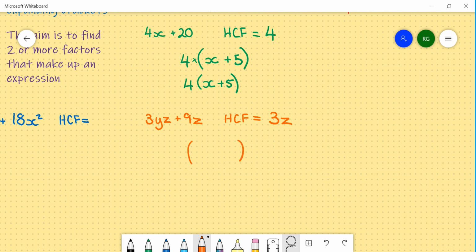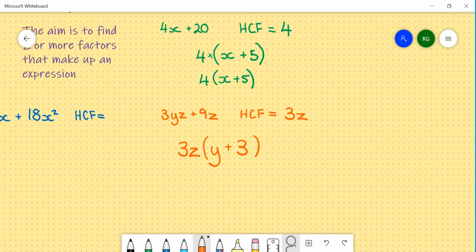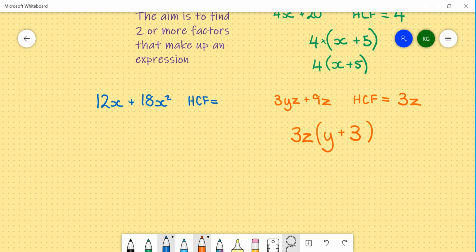I can draw up my set of brackets. I can put my 3z outside of the brackets. Now when I have divided 3yz by 3z, I am left with y, and add that to 3. In a moment, I'm going to show you how you can check whether you are right or wrong. That way, you should never actually make a mistake in theory. Let's now have a look at the blue section.